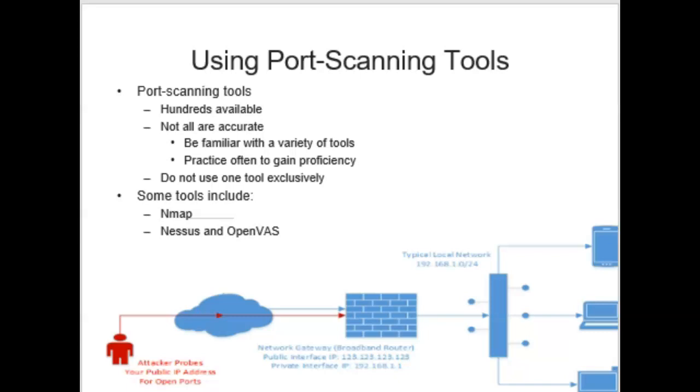So port scanning tools, there are hundreds of them available. Not all of them are accurate. So frankly, you want to be familiar with a variety of tools, and not use exclusively only one tool, because there are various levels of accuracy associated with them. Use more than one port scanning tool in your official functions as a port scanner, right? Some tools that you can use are Nmap, Nessus, and OpenVAS.